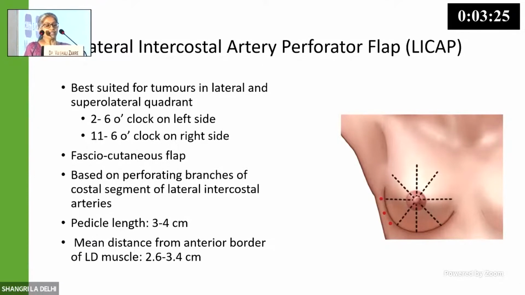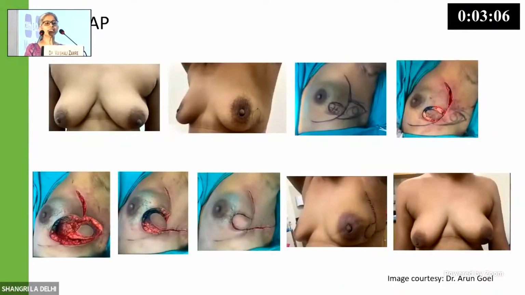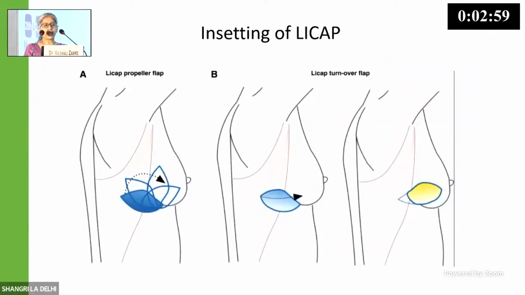LTAP flap. These perforators are located from the anterior border of the LD muscle at a distance of 2.6 to 3.4 centimeters. In most patients, there is a dominant perforator found in the 4 to 8 space, which communicates with the thoracodorsal or serratus anterior vessels. These are some of the cases which I operated along with my colleague, and there are other cases which have been taken from the internet.